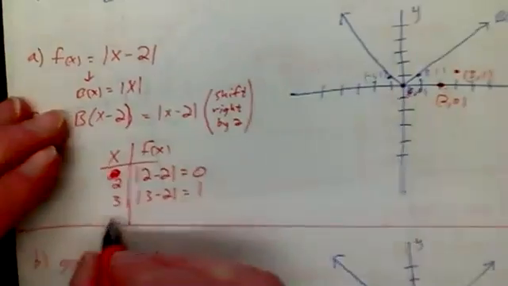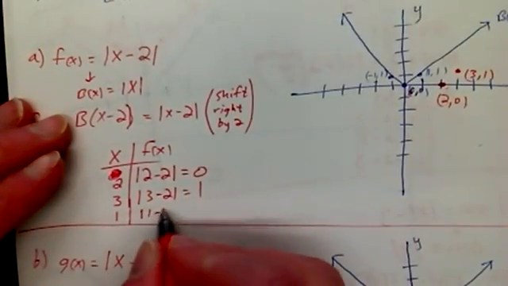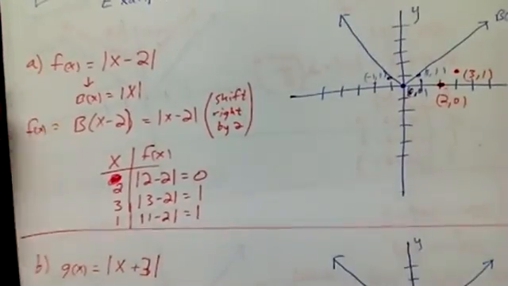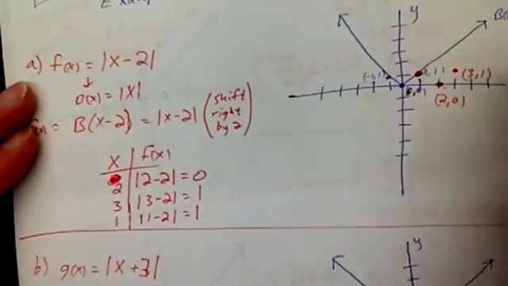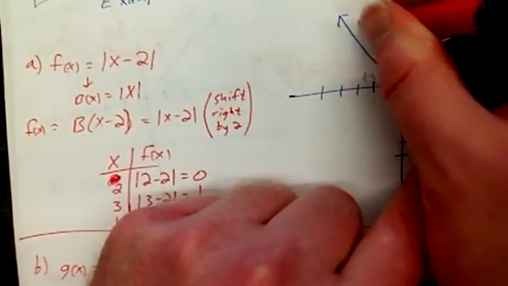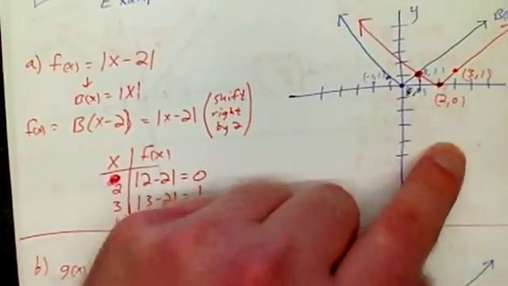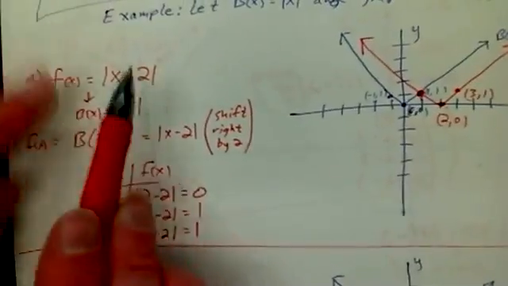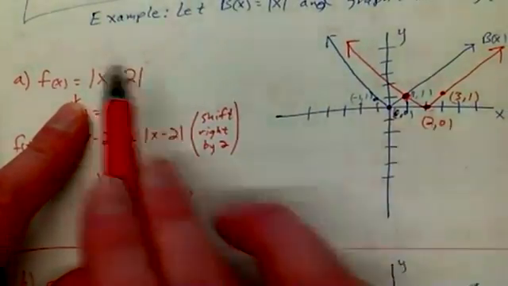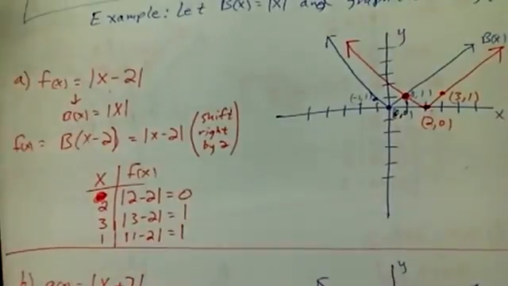And finally, what if I use 1? Absolute value of 1 minus 2 is absolute value of negative 1, which is 1. So 1, 1 is on here, except that came from here, it's shifting over by 2. And now we can see what's happening. So even though you look at the minus 2 and really want to move it to the left, it's counterintuitive when it happens inside. It's to the right.